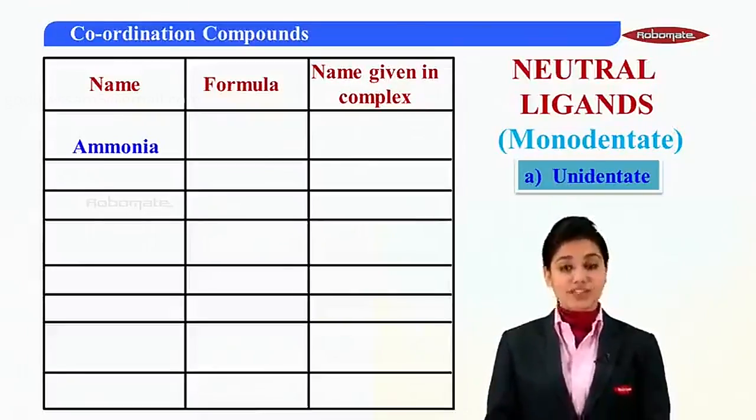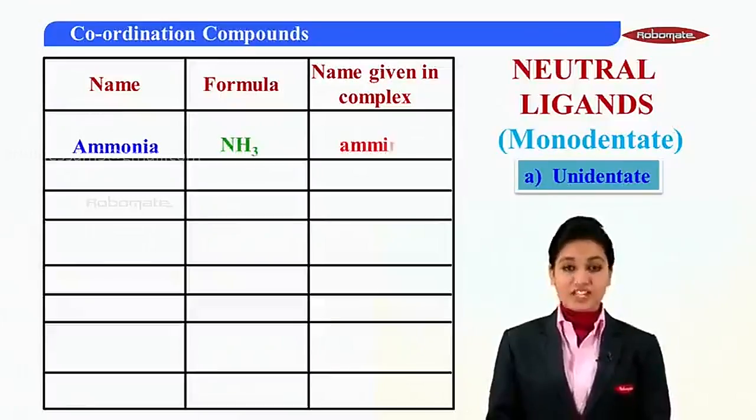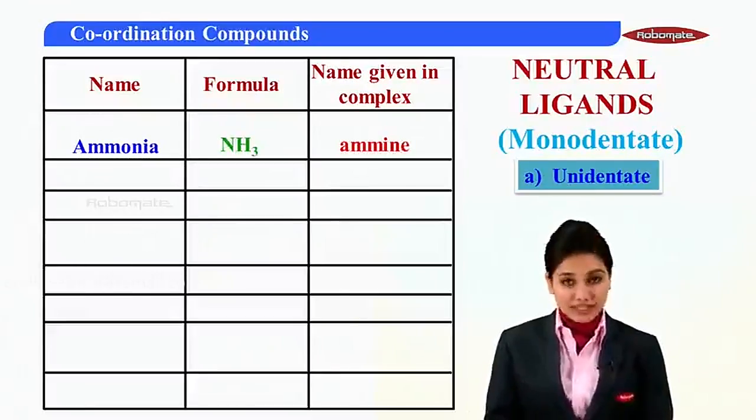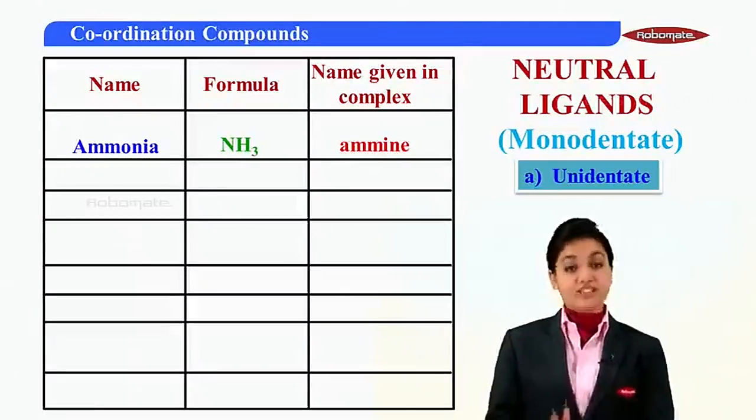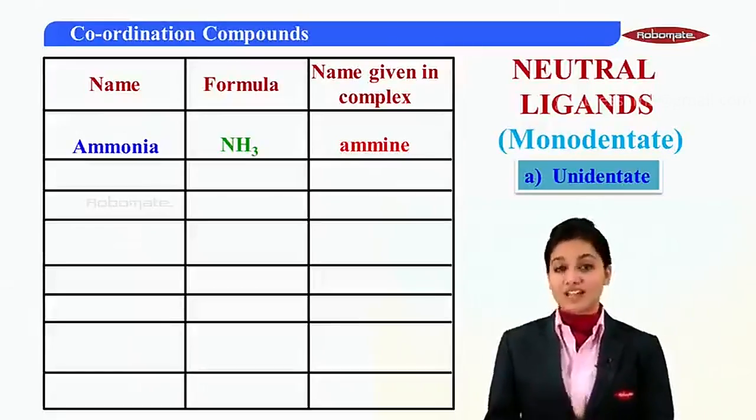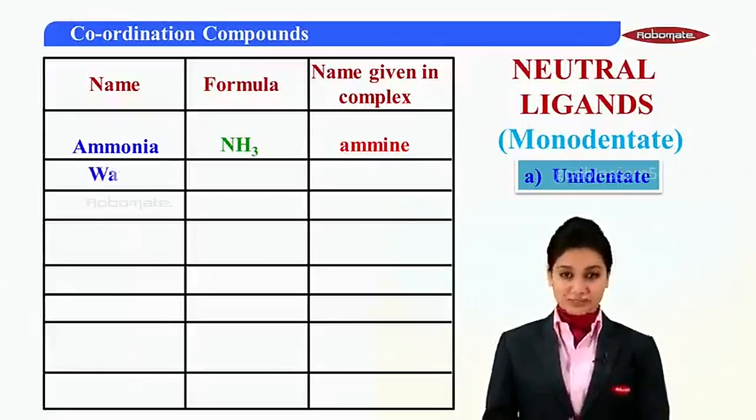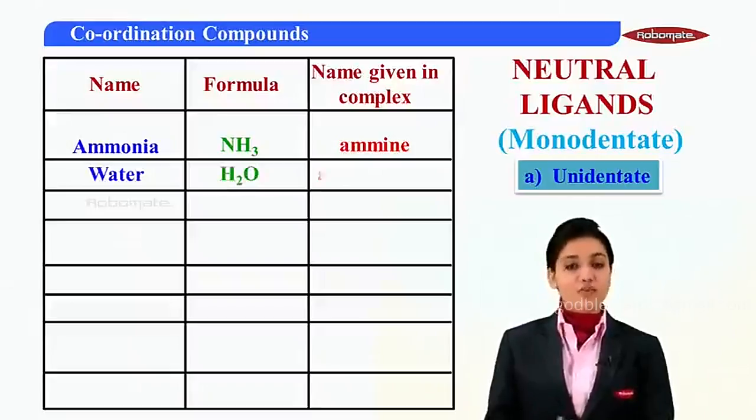Let us start with the first one, that is ammonia. The formula is NH3. The name given is amine with double M. If it is present with any alkyl or aryl group, then we use a single M. The next one is water. Again, it forms only one bond.